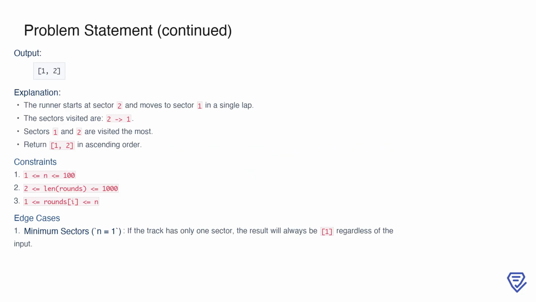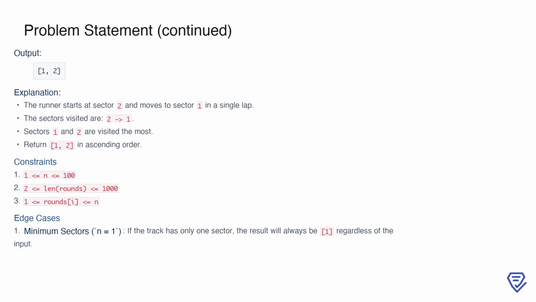In the third example, the input specifies n equals 2, meaning the track consists of just 2 sectors. The rounds array is 2, 1, indicating that the runner starts at sector 2 and moves to sector 1 in just 1 lap. This is straightforward to trace. The runner visits sectors 2 and 1 during this lap. Since the track only has 2 sectors, both 1 and 2 are visited the most. The output is 1, 2, sorted in ascending order.